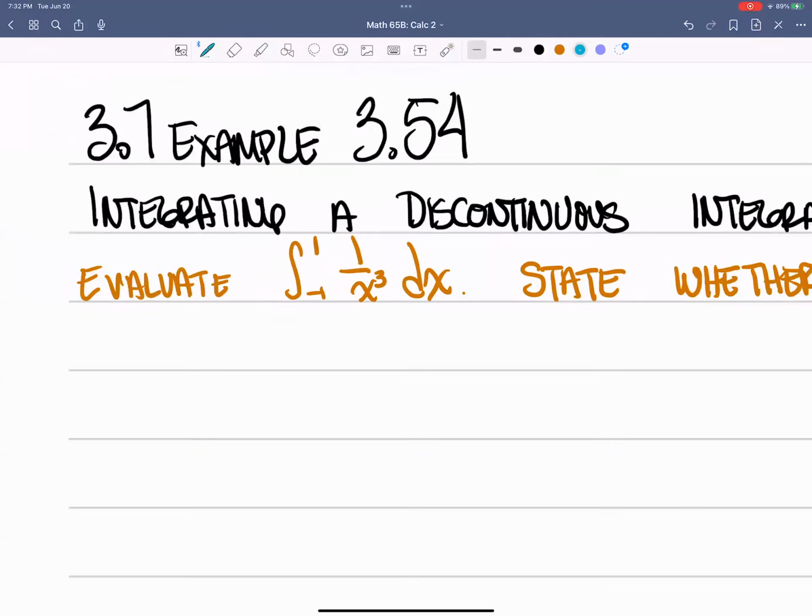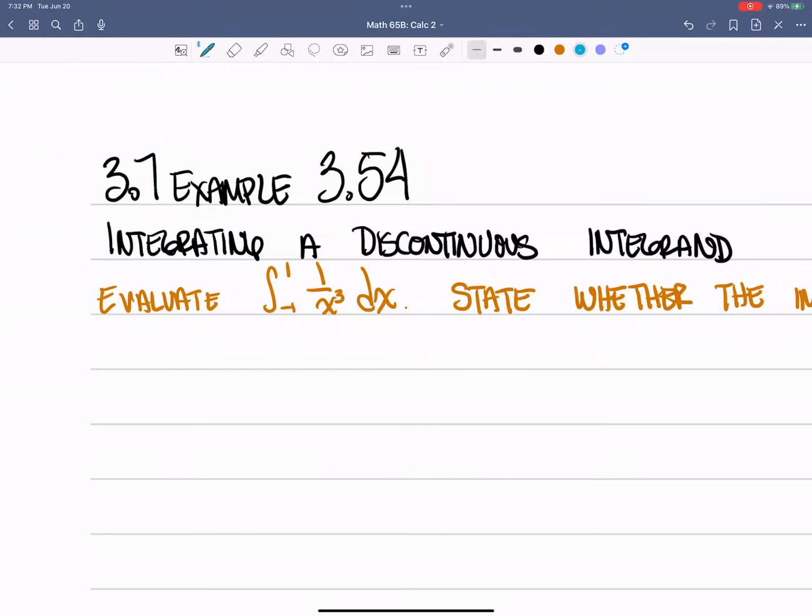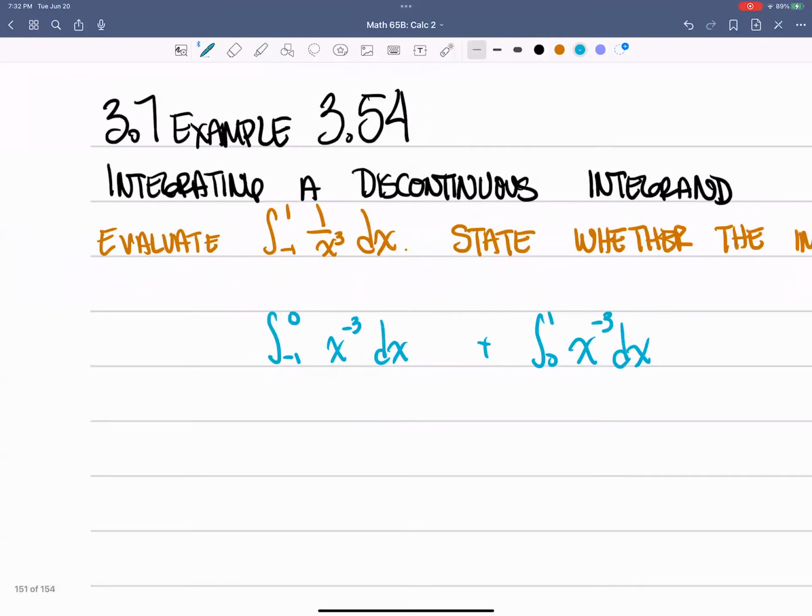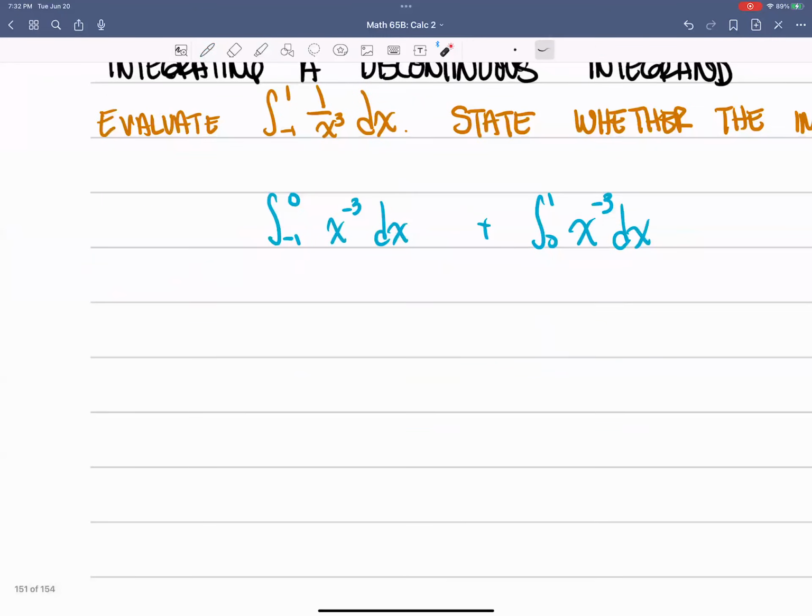So we're breaking this up into two different integrals. The first one being from -1 up to 0 of x, I'm going to write it like this, dx. And then we're going to go from 0 to 1, x to the -3 dx. So looking at those two, from here, we're going from -1 up to 0. So we're going to approach 0 from the left.